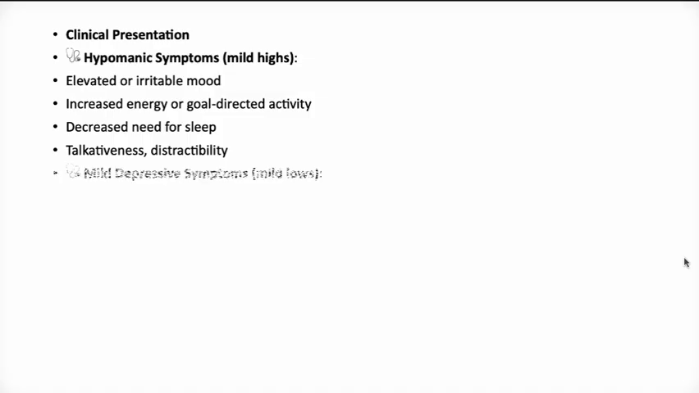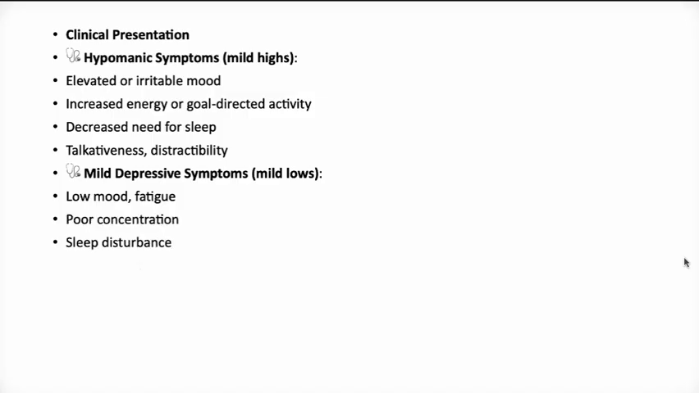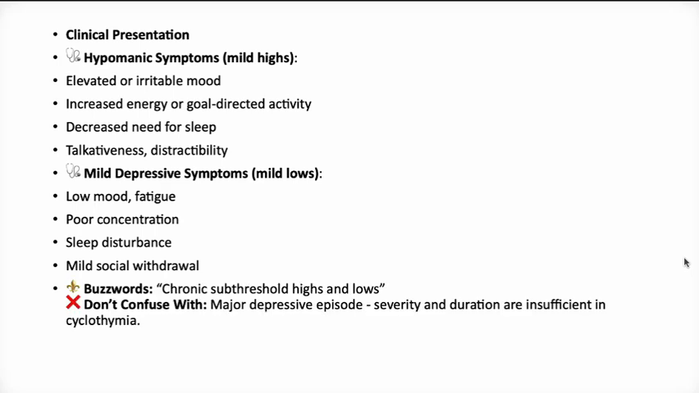Let's continue. So the clinical presentation, you're going to see those hypomanic symptoms. They're going to be mild. You're going to see elevated and irritable mood, increased energy or goal-directed activities, decreased need for sleep. They're going to be talkative. They're going to be having some distractibility, mild depressive symptoms as well. That's that cyclo. It's hypo and low, high and low. So you're going to see the low mood and fatigue, poor concentration, sleep disturbance, mild social withdrawal, and the buzzword is chronic. This is chronic.